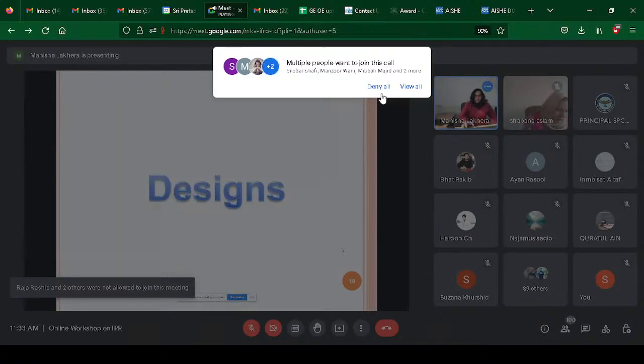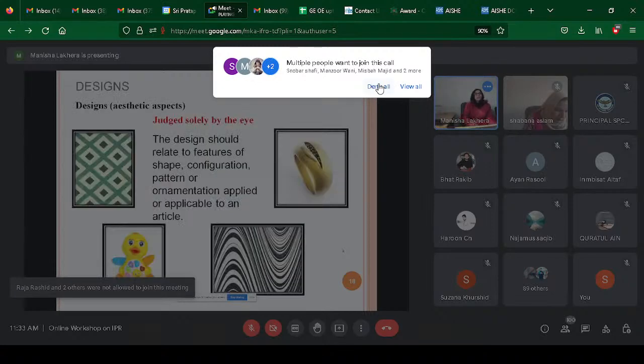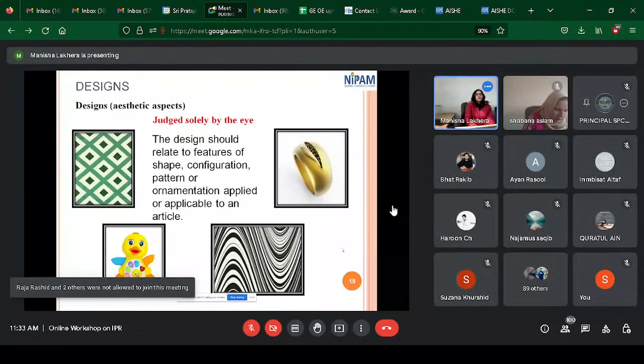Now comes design. Designs are the aesthetic aspects of a product. So according to the design law, design relates to the feature of shape, configuration, pattern, or ornamentation applied or applicable to an article. Like we have the Bisleri bottle, we have the different kinds of bottle like Kinley, Bisleri. They have a certain shape, so those shapes are also registered as design. Then the jewelry design, the crockery design, they can also be registered under design.